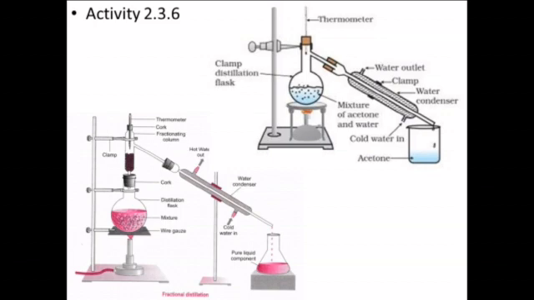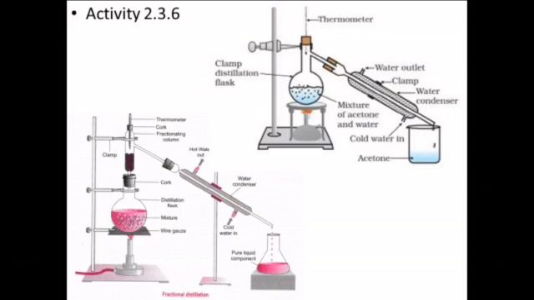What is the boiling point of acetone? The boiling point of acetone, which is also known as propanone, is 56 degrees Celsius. Why do the components get separated? The two components, acetone and water, separate due to the difference in their boiling points.